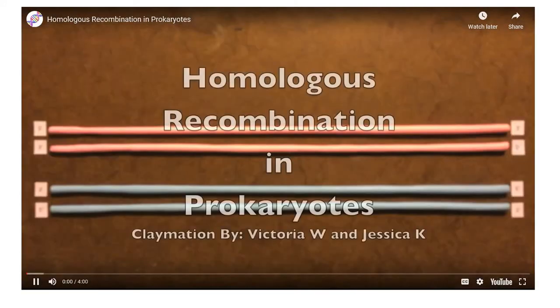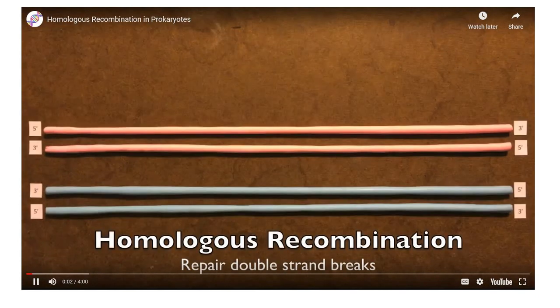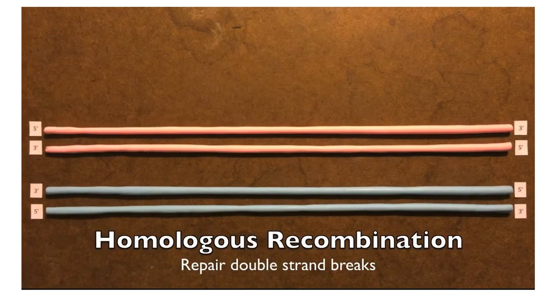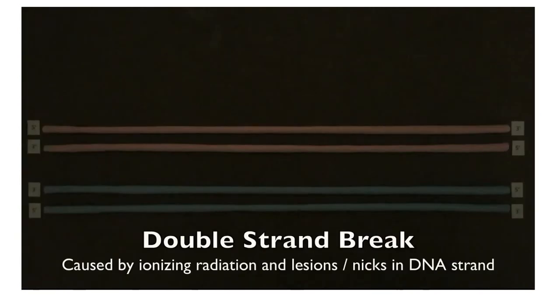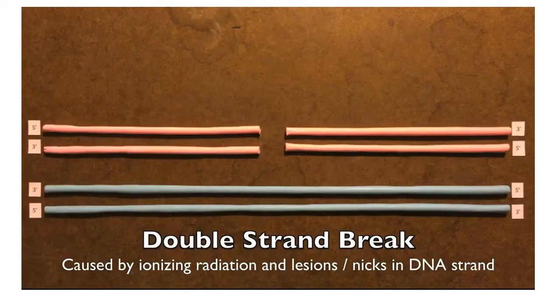So it shows the activity of one of the major mechanisms to repair double-strand breaks in prokaryotes, which is homologous recombination. Double-strand breaks in DNA are caused by ionizing radiation and DNA damage, such as lesions and unpaired nicks in the DNA strand.